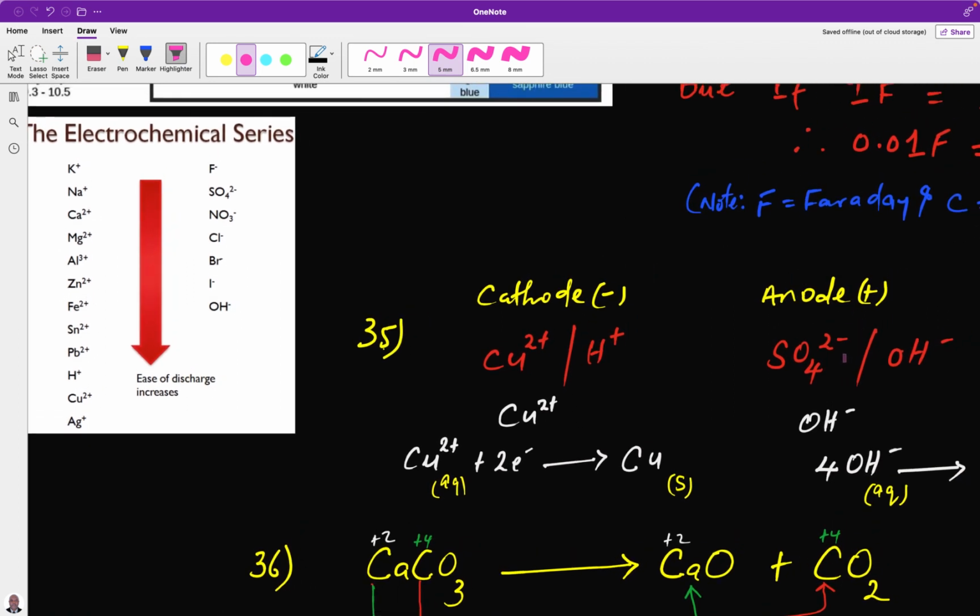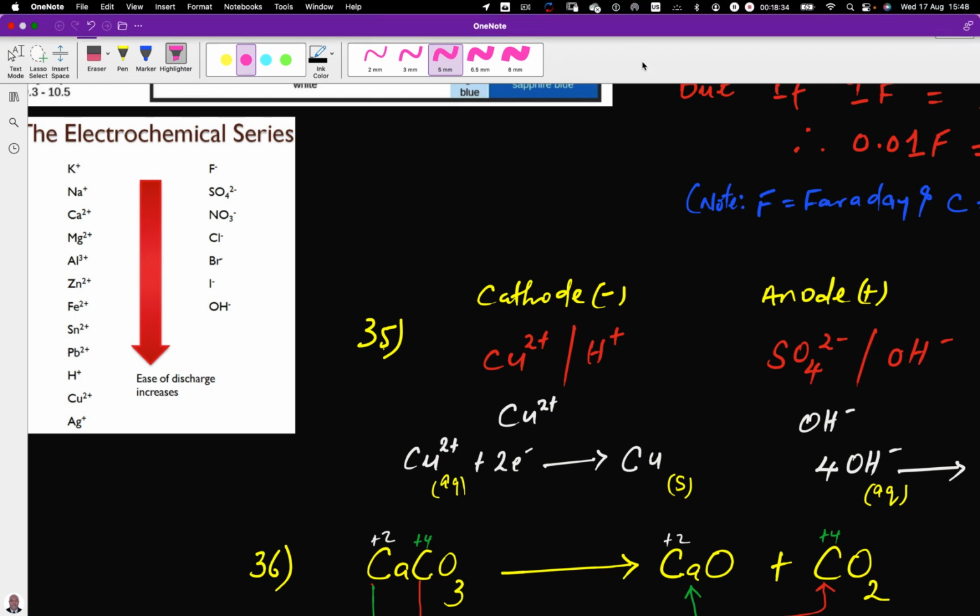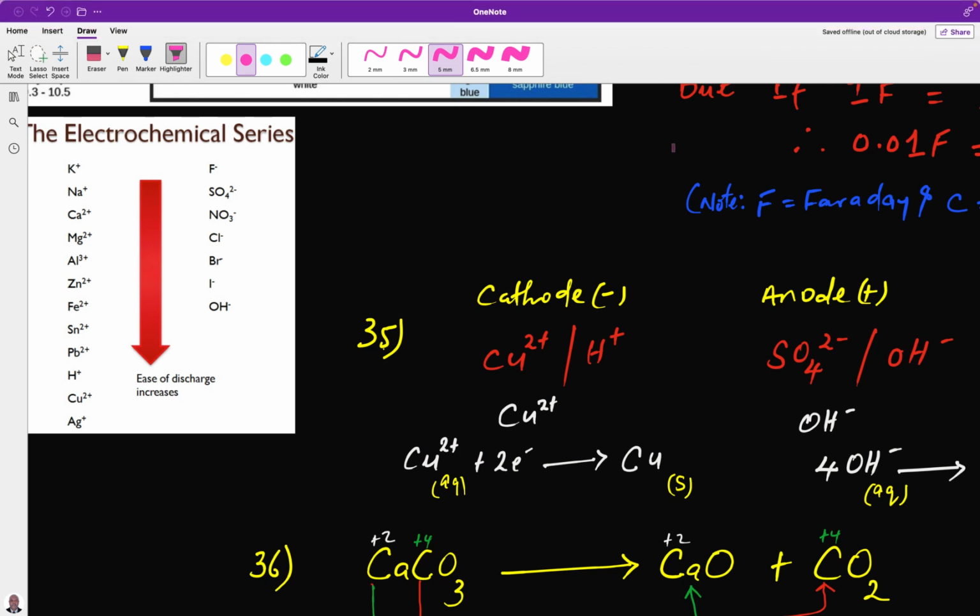Let's start with the anions at the anode. The one right down at the electrochemical series will be the one that is deposited. Look at the OH and the sulfate. Here, the sulfate is more reactive than the OH. So OH is right down at the electrochemical series, where the ease of discharge increases. For that purpose, OH is the one that is going to be deposited. That is why I write the OH here with white.